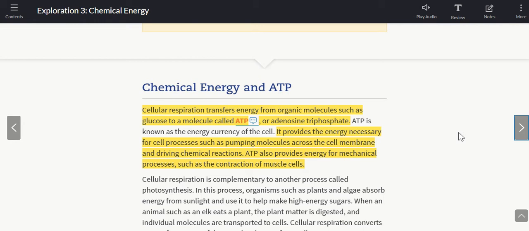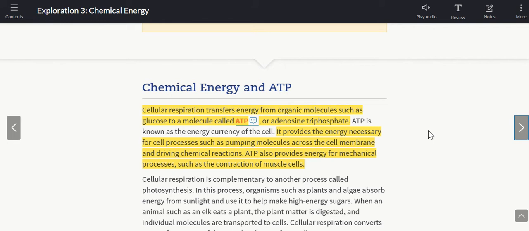When your cells need energy to perform their jobs, they are going to find a molecule called adenosine triphosphate. Now, we shorten that down to ATP. ATP is created in a reaction called cellular respiration. We're going to talk about cellular respiration in our next unit. But it is what happens in your mitochondria.